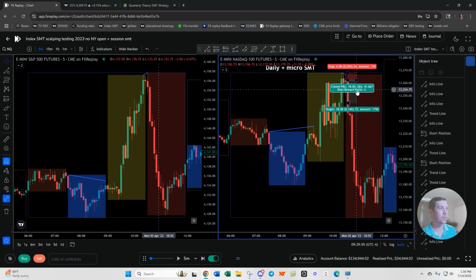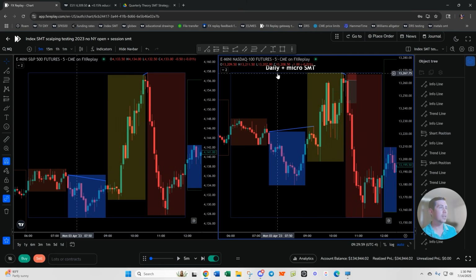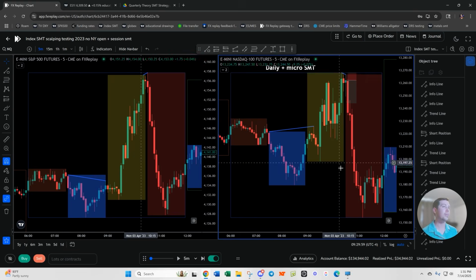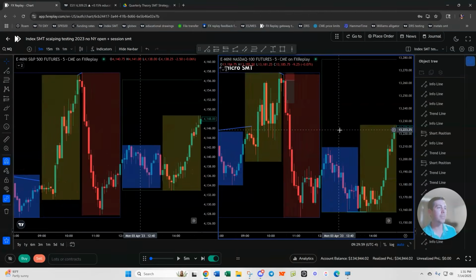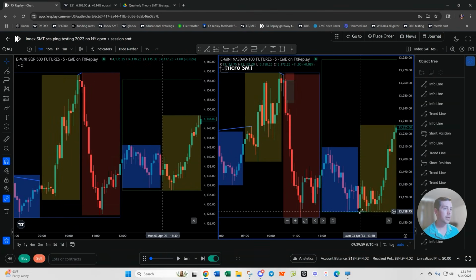But cut a really nice short at the top here, kind of taking into account that high time frame SMT in addition to low time frame. So let me see. I think this was the last one on this day. Again, just showing you guys some relative equal lows here.